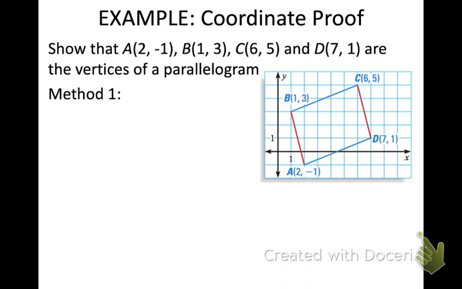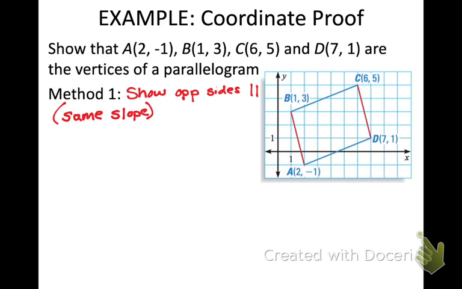Perfect. Okay, so the first method that we're going to do is using our definition, which is showing that opposite sides are parallel. So method 1: show opposite sides parallel. And what did we say about lines that are parallel? The slopes should be the same, right? So I'm going to put a little parenthesis here. We're looking for the same slope. So if I can show that the sides opposite from each other have the same slope, then I can say that the lines are parallel, which then means it's a parallelogram.